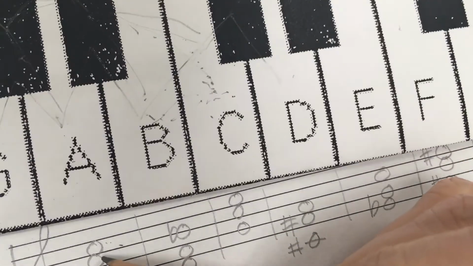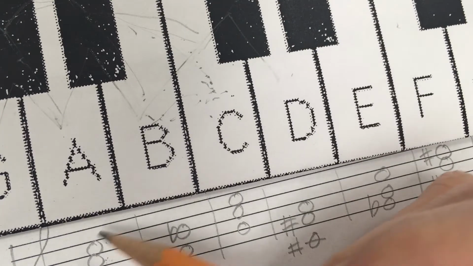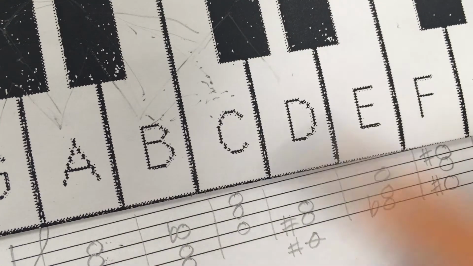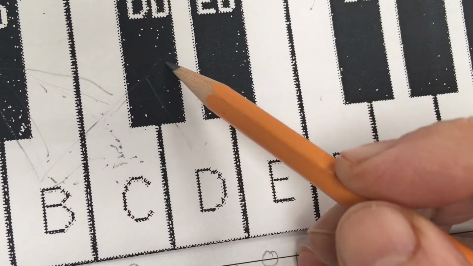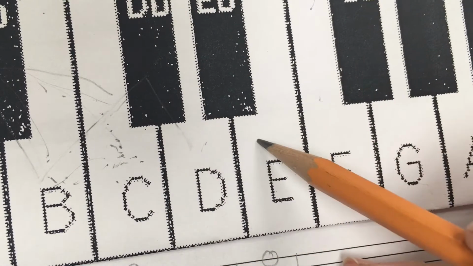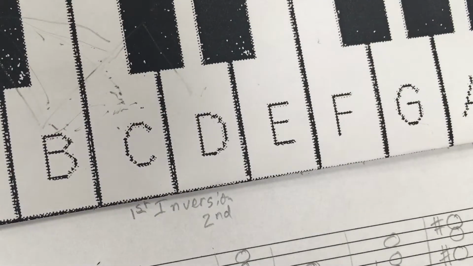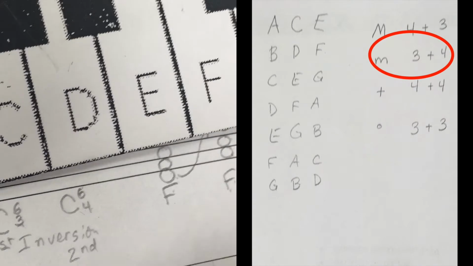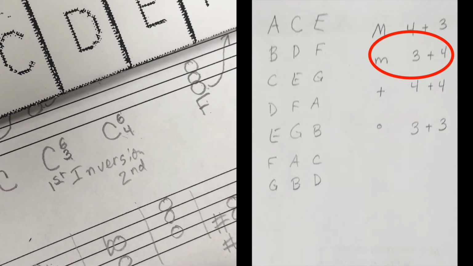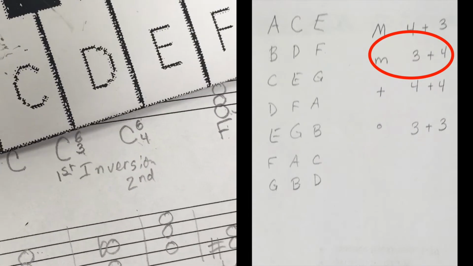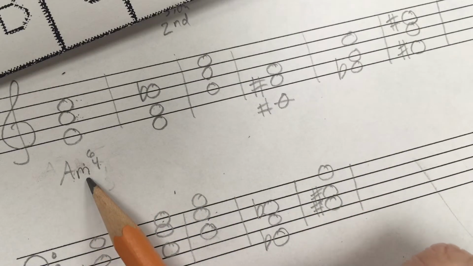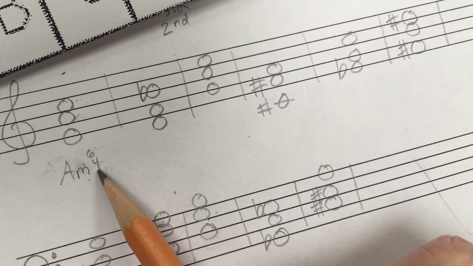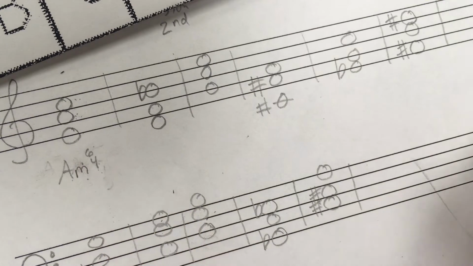Now we need to figure out the distance from C to E. So let's start on C. 1, 2, 3, 4. So that is the formula for a minor triad. So that makes A minor 6/4. So we're going to write A little m 6/4, and that indicates the A minor chord in second inversion.